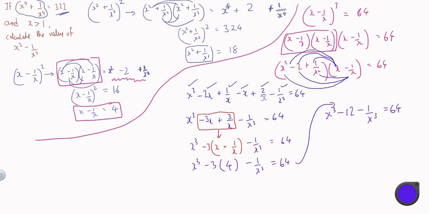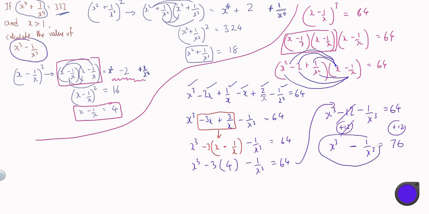I'm going to put the negative 12 to the other side, so by adding 12 to both sides. These will cancel. I'm left with 76 over here. If you look back at the original question, calculate the value of x cubed minus 1 over x cubed, it is this thing over here. It's worth 76. Right, I've answered the question now. This can be done without a calculator. The working out is slightly different, but I've done this entirely without using a calculator.